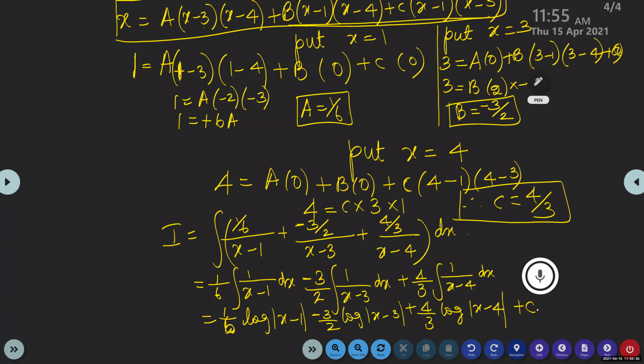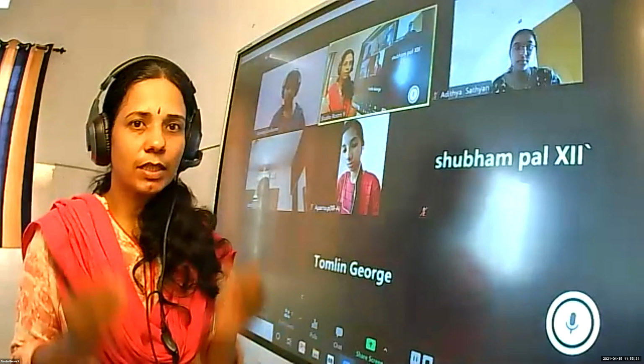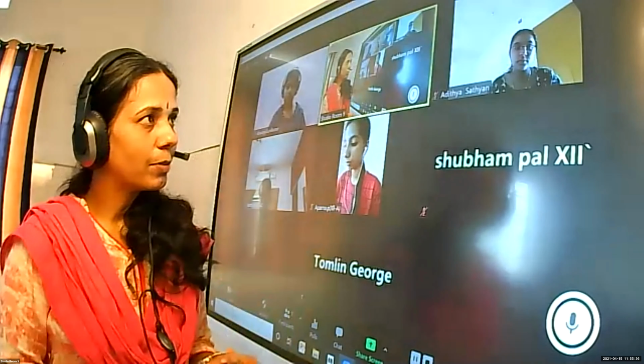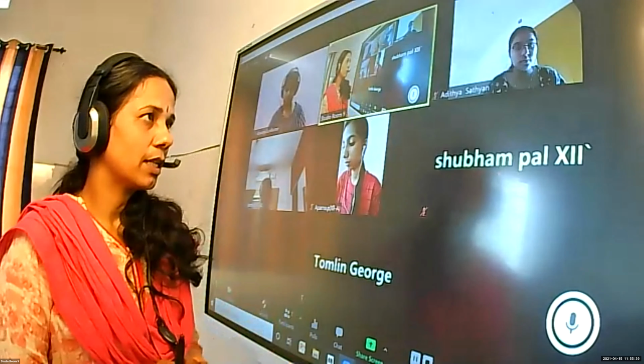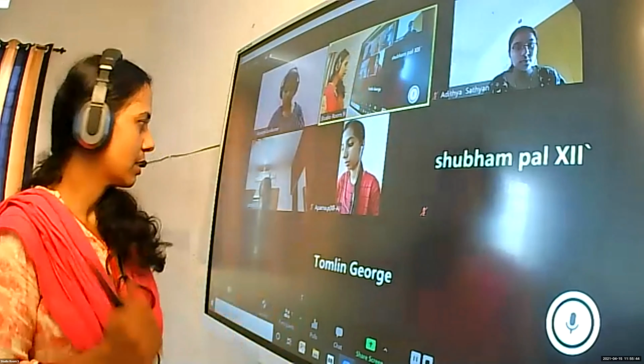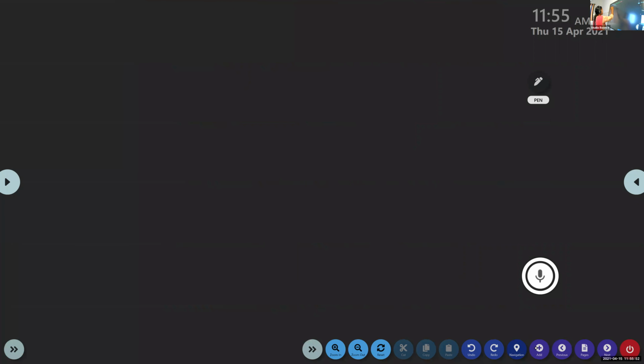So we use partial fractions whenever the degree of the numerator is less than the degree of the denominator. Okay, the next one we are going to solve. Write the question: integrate 1 by x square minus 4 into dx.